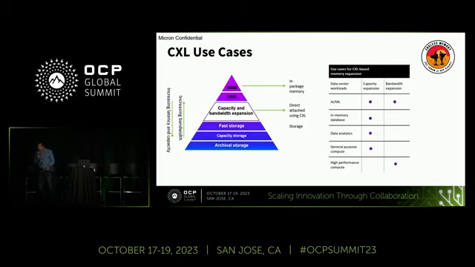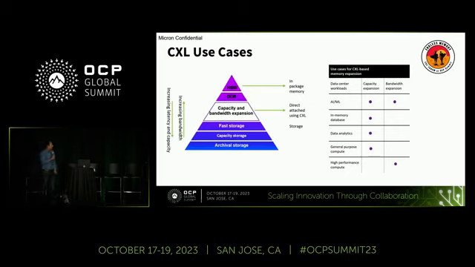Okay, so the pyramid on the left, again, everyone is familiar with that. By now, you all understand where CXL falls in there in terms of capacity and bandwidth expansion, right? It is definitely a low latency and a high bandwidth solution.